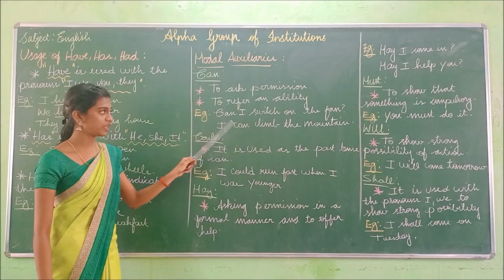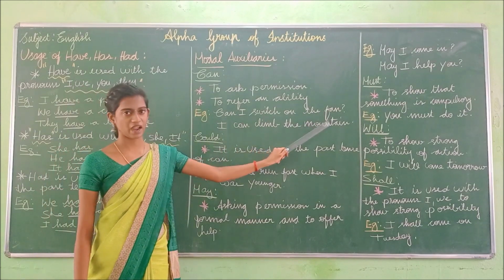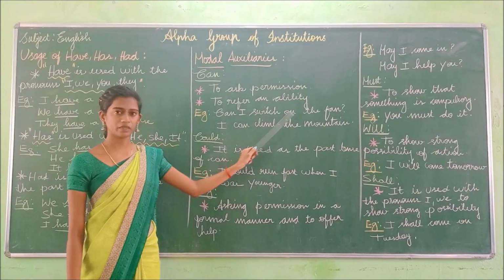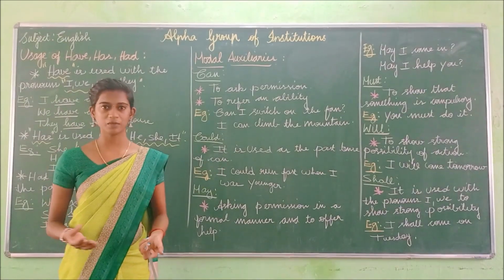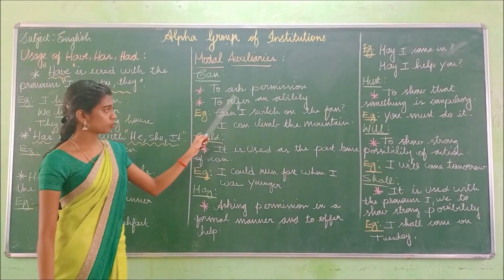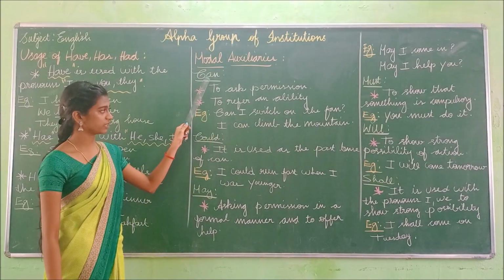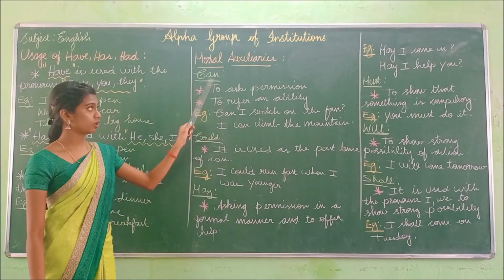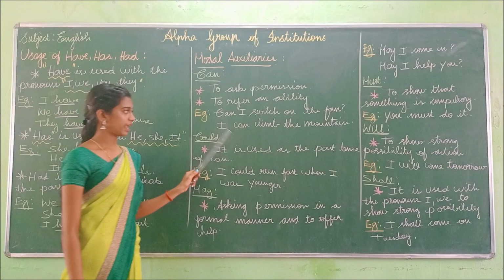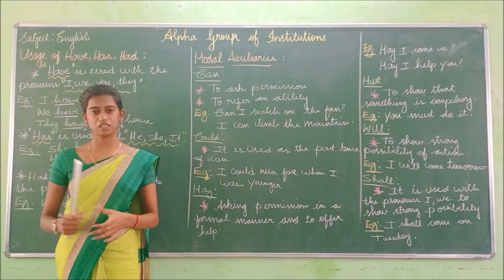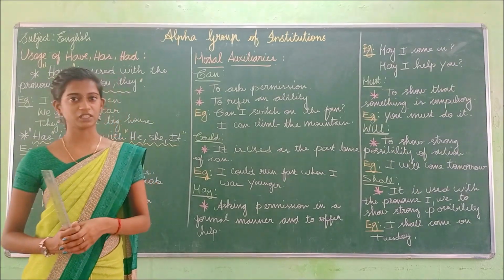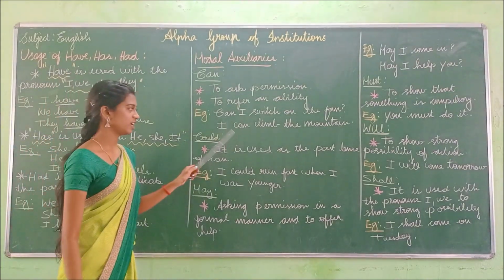I have an example. Can I switch on the fan? Repeat after me. Can I switch on the fan? What type of sentence is this? It is asking permission. So to ask permission, you have to use the modal auxiliary can. Likewise, I can climb the tree. It is mentioning an ability, so we have to use the modal auxiliary can.